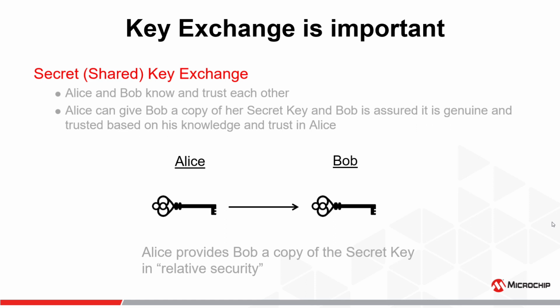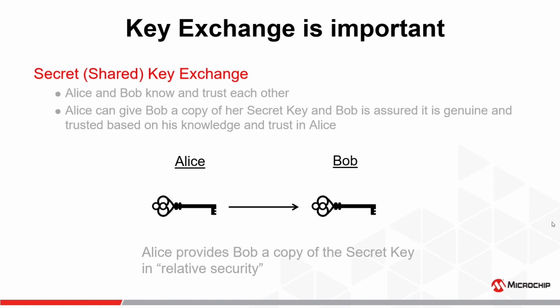Alice can give Bob a copy of her secret key, and Bob is assured it's genuine and trusted because of his knowledge and trust in Alice. But Alice needs to give Bob the key in relative security. In other words, an adversary can't have the chance of getting any information about that key. They can't take a picture of it or get any information whatsoever about the key. It's critically important that the key stays secret.